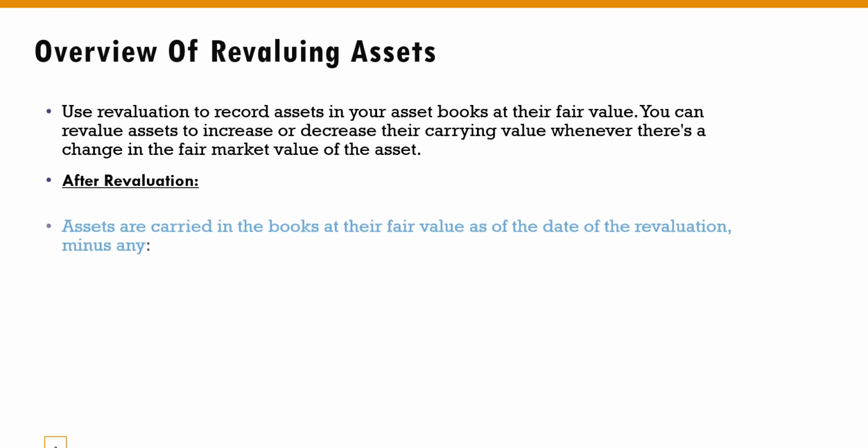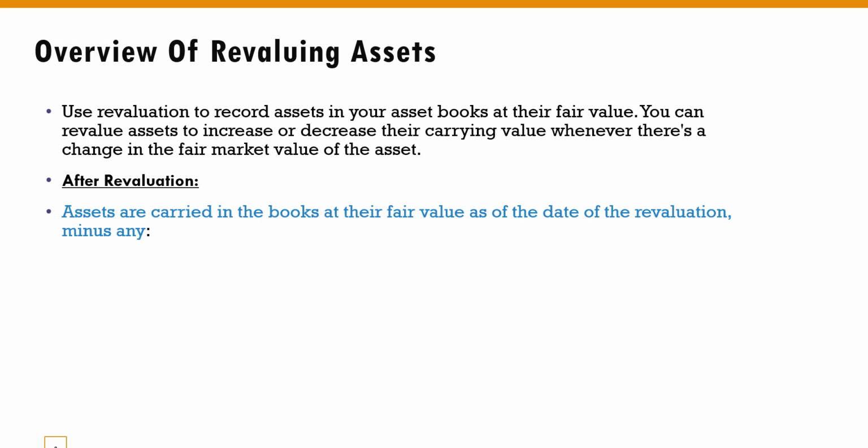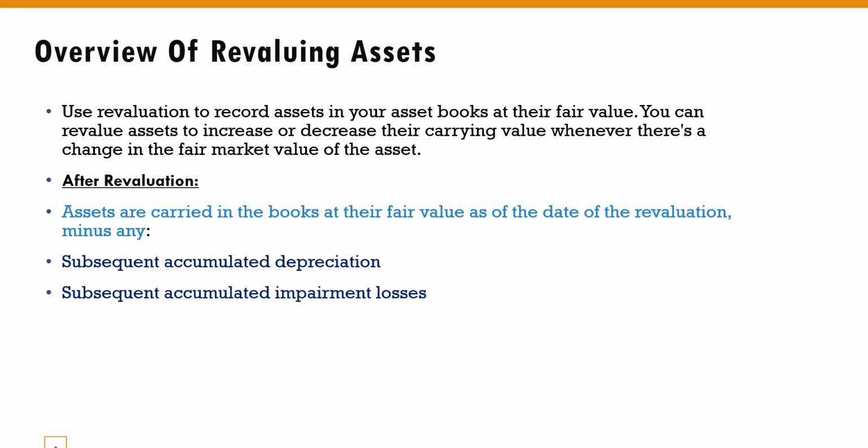After revaluation, the assets are carried in the books at their fair value as of the date of the revaluation, minus any subsequent accumulated depreciation and subsequent accumulated impairment losses. When you revalue an asset, the calculate depreciation process calculates accumulated depreciation and accumulated impairment loss on the date of the revaluation, according to the revaluation method you select.